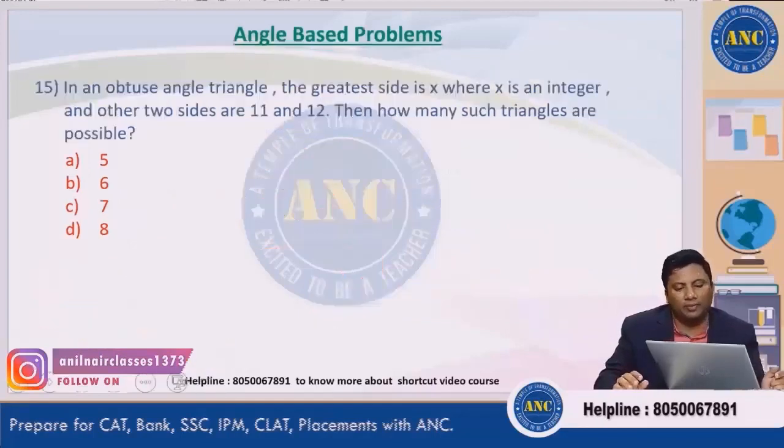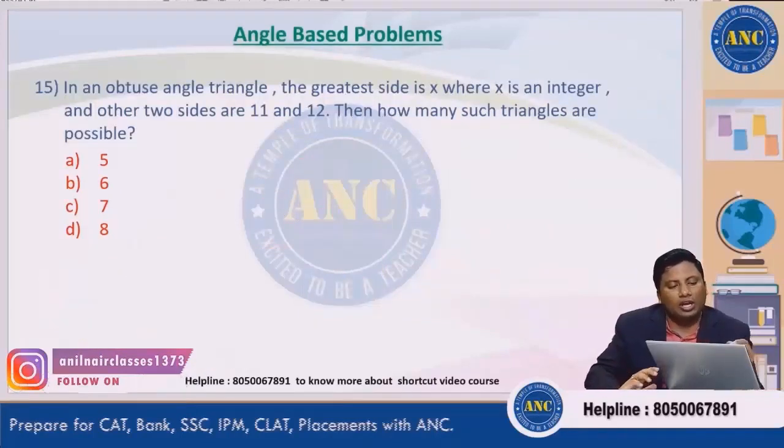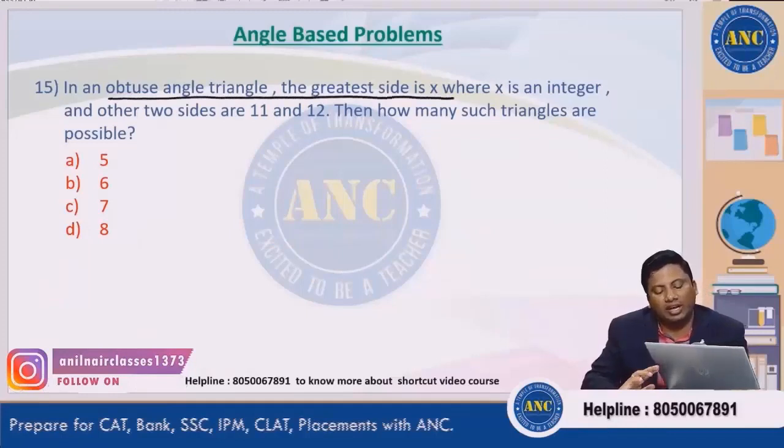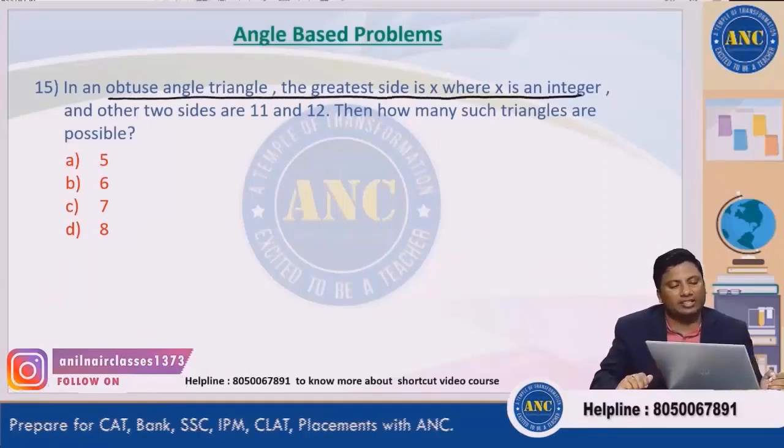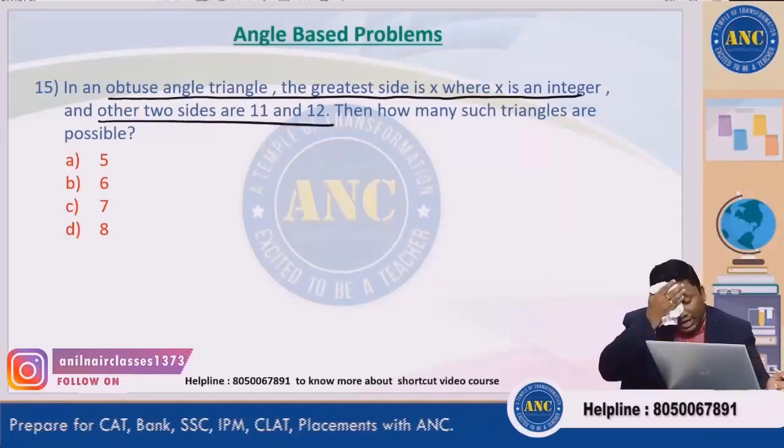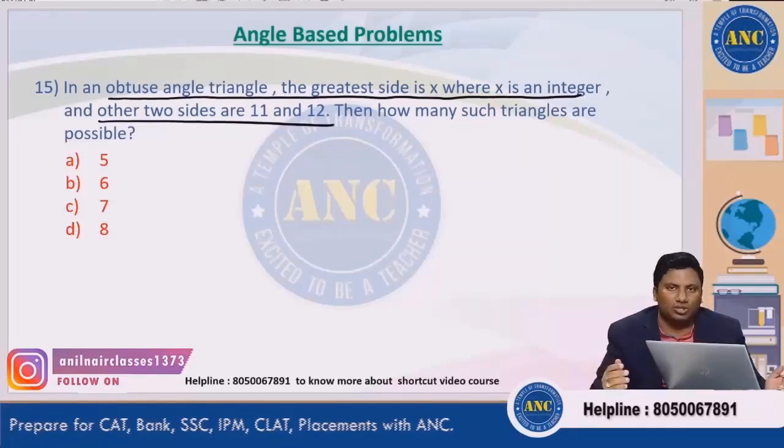Next one. Let us see another question. In an obtuse angled triangle, the greatest side is x, where x is an integer and the other two sides are 11 and 12. This is an exact question which I took from one of the CAT books. I think this was a doubt asked by a student and he said that this is from one of the CAT books, with a change in numerical values. The book is by Arun Sharma, I think. I am not interested in the question. I am interested in telling you how I will solve this question.